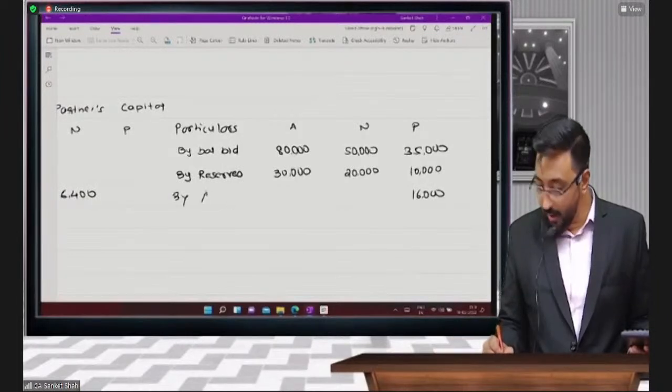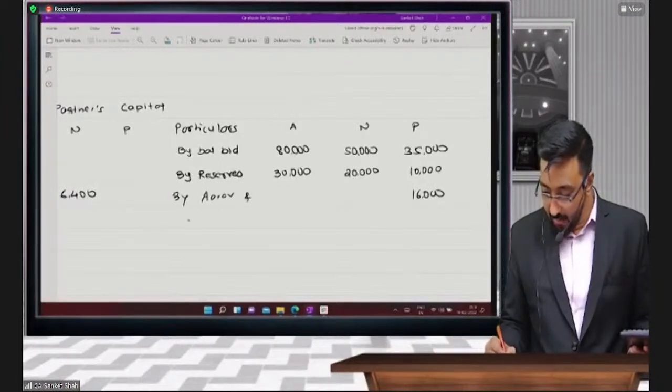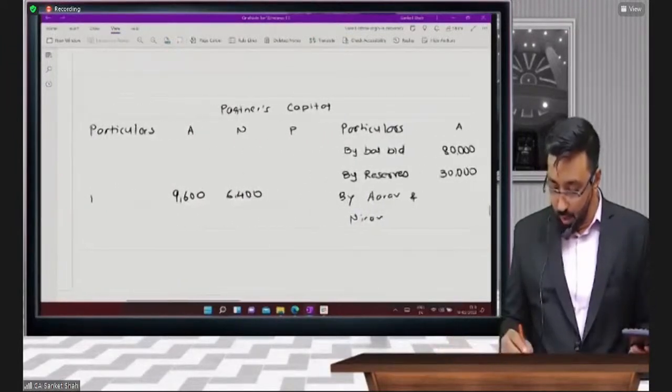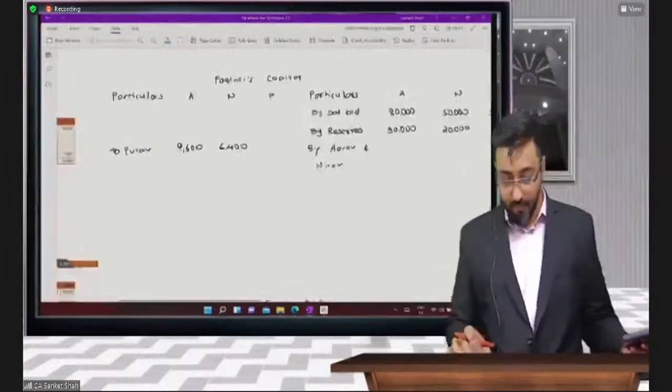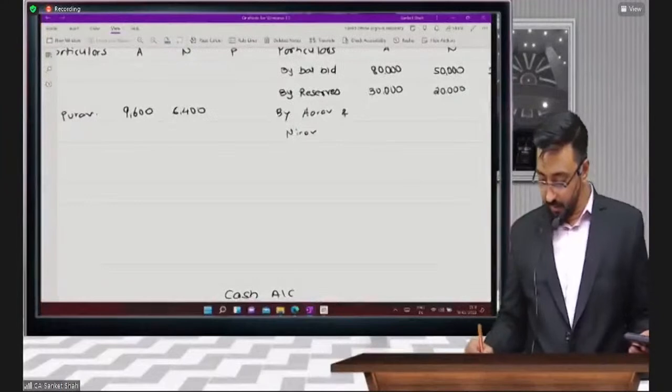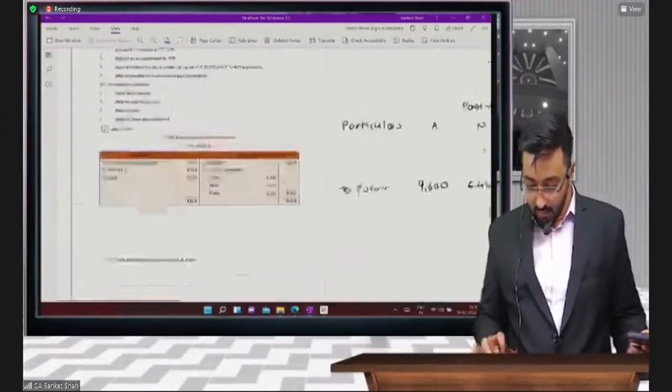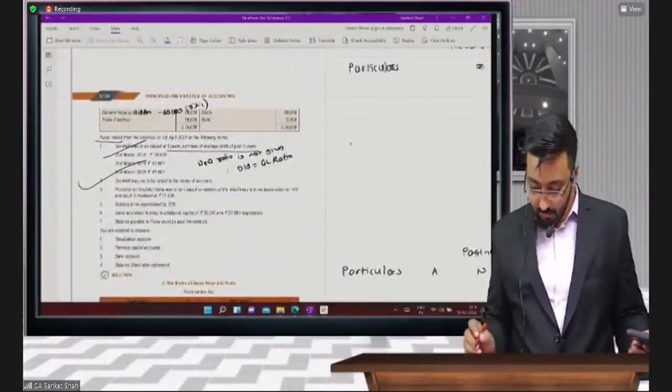So by Arav and Nirav, and here you will write to Purav. To Purav. Easy, na? So goodwill adjustment completed. So we have finished with goodwill adjustment.